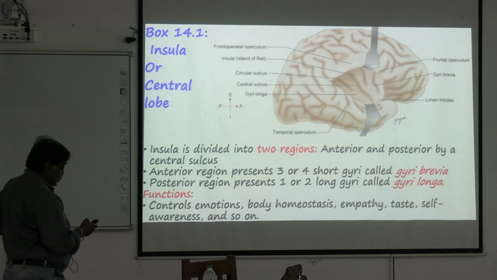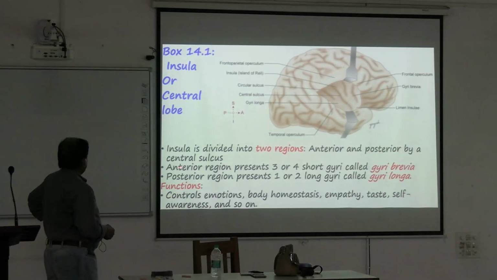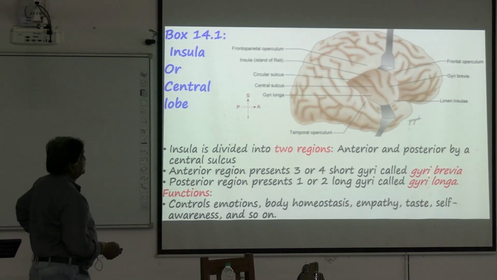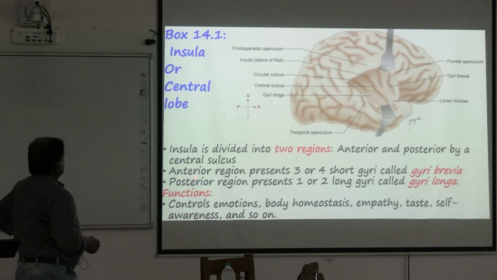The insula is divided into two regions, anterior and posterior, by the central sulcus. The anterior region presents 3 or 4 short gyri called gyri brevia. The posterior region presents 1 or 2 long gyri called gyri longa. Functions: it controls emotion, body homeostasis, empathy, taste, self-awareness, and so on. Now, this is a very small place.